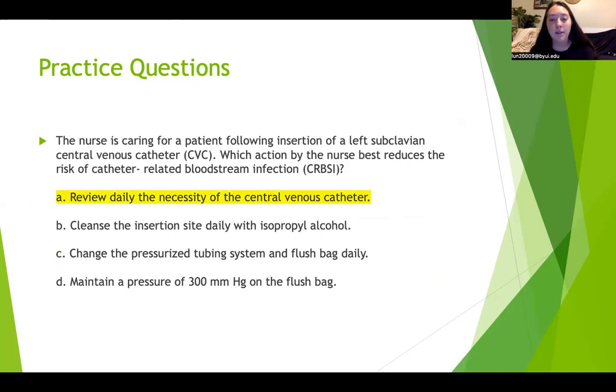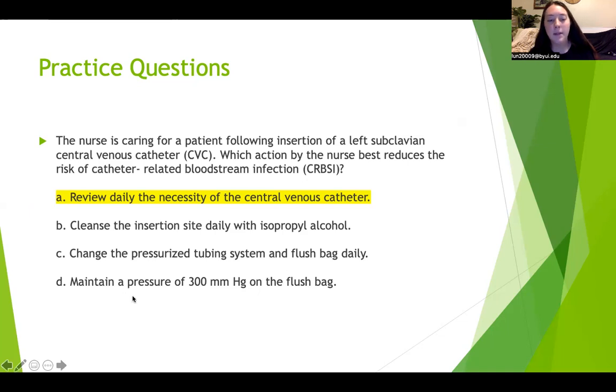Okay, so the nurse is caring for a patient after a left subclavian central venous catheter has been inserted. Which action by the nurse best reduces the risk of catheter-related bloodstream infections? Okay, so again, best reduces, like the same thing with a Foley catheter, or if they're in the ICU, the best thing to do is review the daily necessity of a central venous catheter. If they're not needing it anymore, the best thing to do would be to take it out and cut that risk of infection.